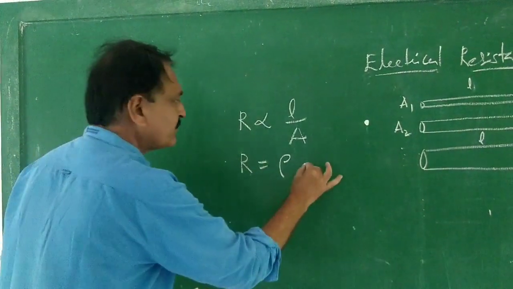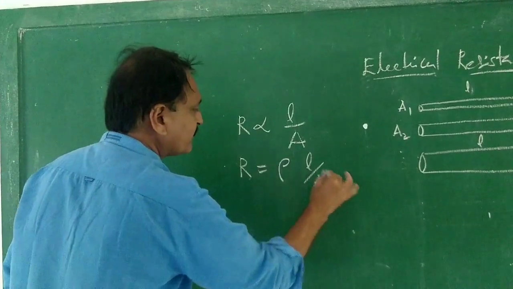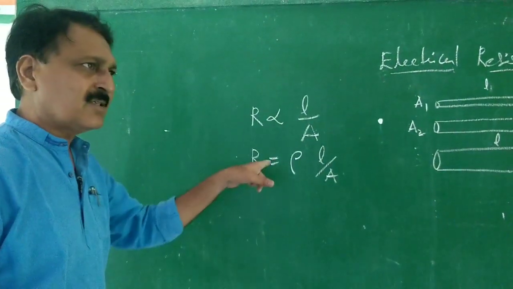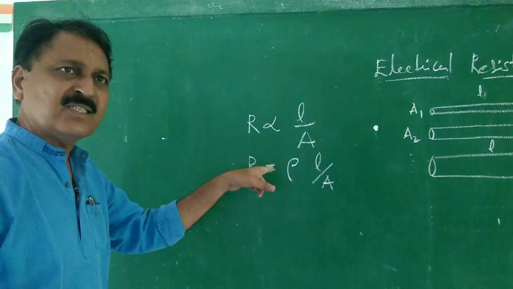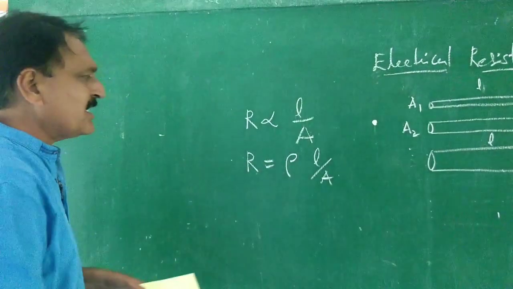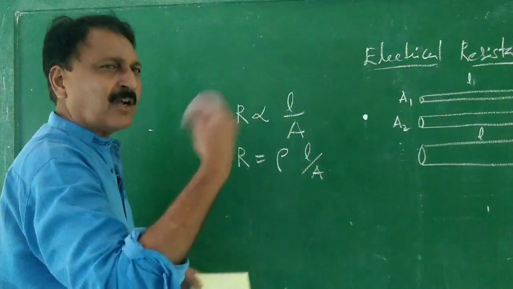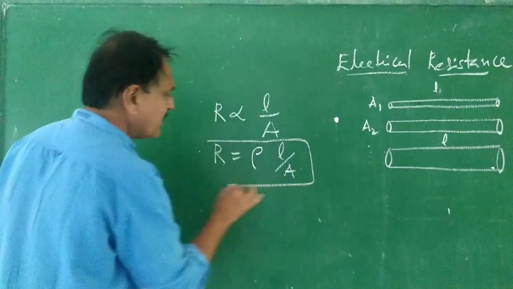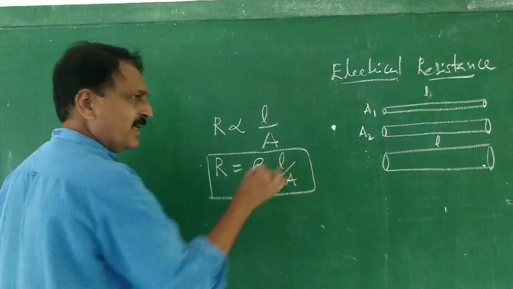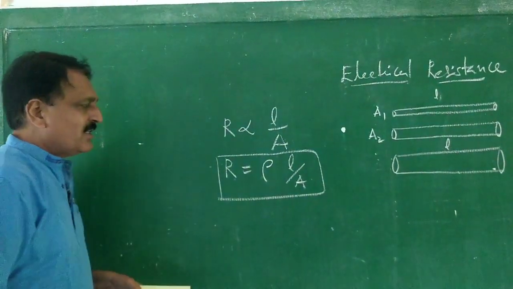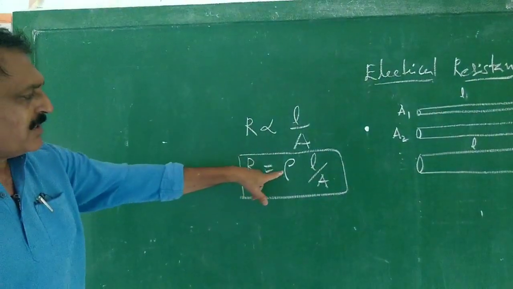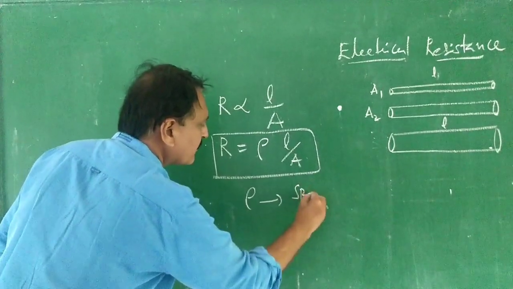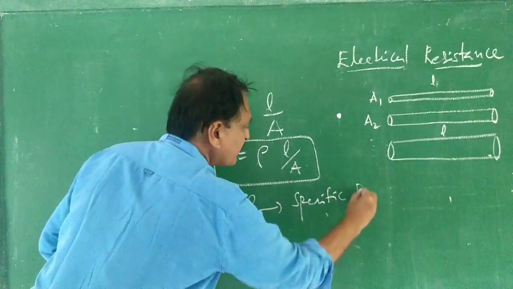So I am multiplying with a constant, rho, times L by A. Rho is called a constant, the specific resistance of the material. I will talk about this later. First I want to make an equation. R is equal to rho L by A. So you can call this rho the specific resistance.